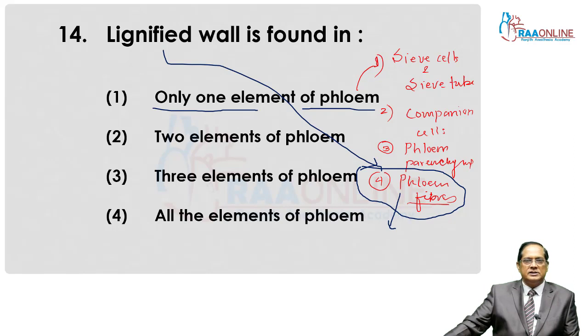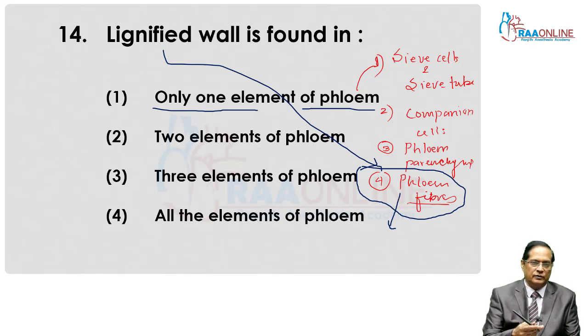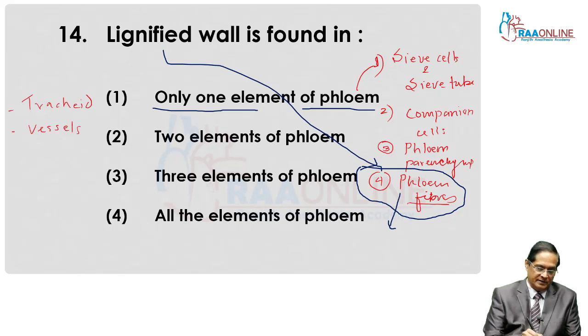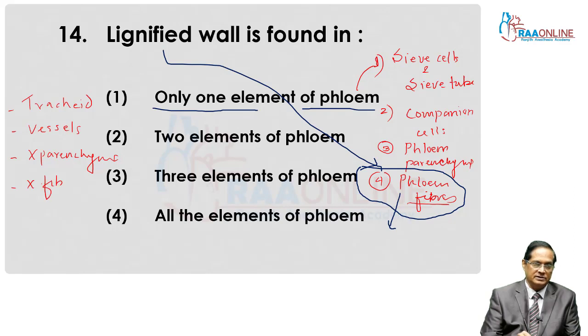If we think about the xylem, it also comprises 4 types of element. Number 1, tracheid, dead element of xylem. Number 2, vessels, again dead element of xylem. Number 3, xylem parenchyma, the only living element of xylem. And last one is xylem fibers. These are the 4 elements of xylem.